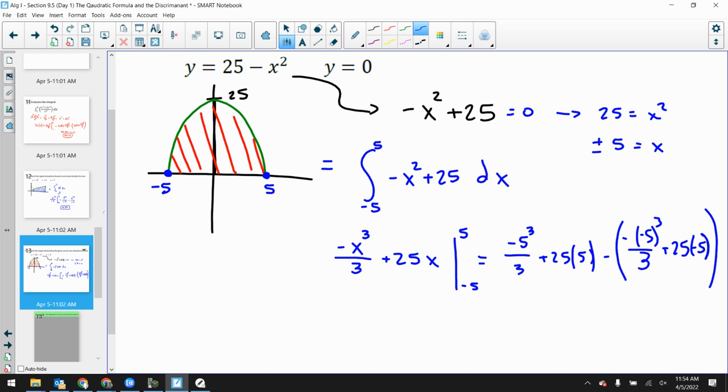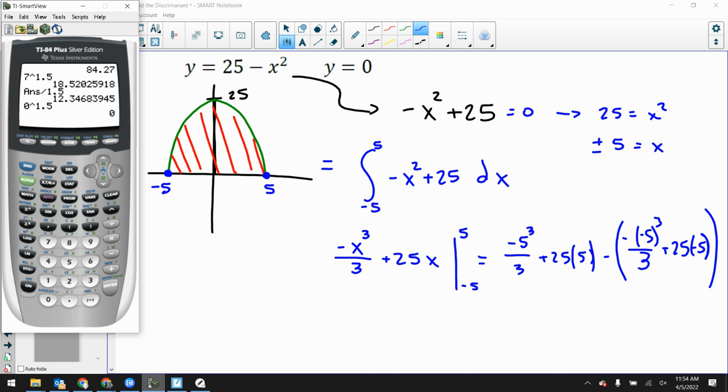All right, let's plug it in. Go to the calculator here. Looks like I've got negative and then 5 to the third. That negative's not really going to do anything because it's an odd power. Divide that by 3. And then add plus 25 times 5. Okay, that is 83.3.